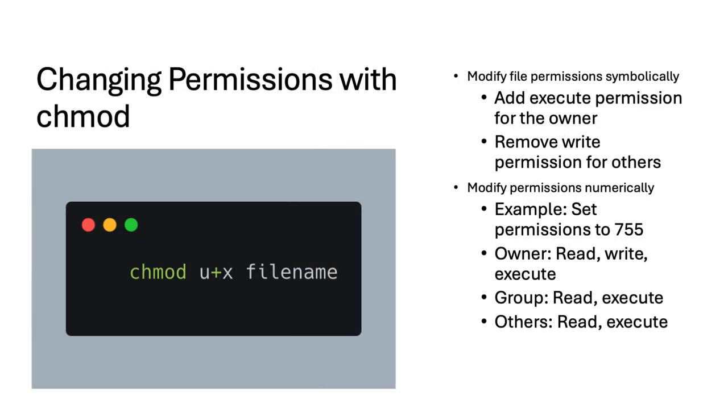Here's how to modify file permissions both symbolically and numerically. Symbolically, you can add execute permissions for the owner and remove write permissions for others. Numerically, setting permissions 755 means the owner has read, write, and execute permission, while the group and others have read and execute permissions.